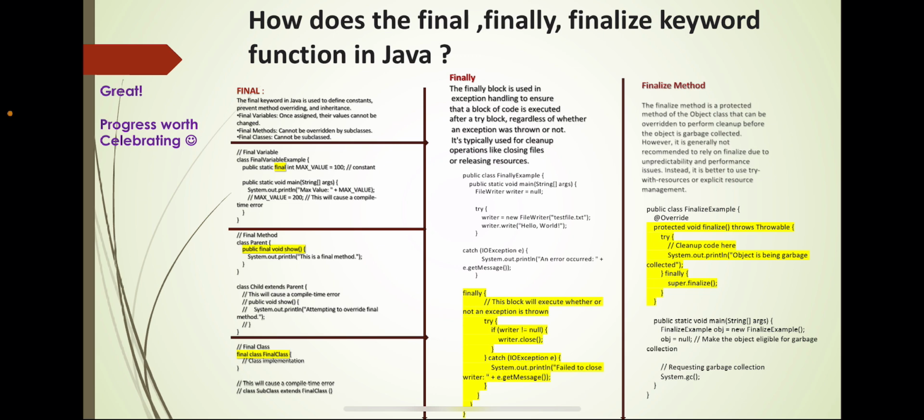Then we have the finalize method, which is a protected method of the Object class that can be overridden to perform cleanup before the object is garbage collected. So here when you have the finalize method, you go to this and clean up the code here, and when the object is being garbage collected, it calls super.finalize. This finalize method is called, and it is used in the garbage collection context.